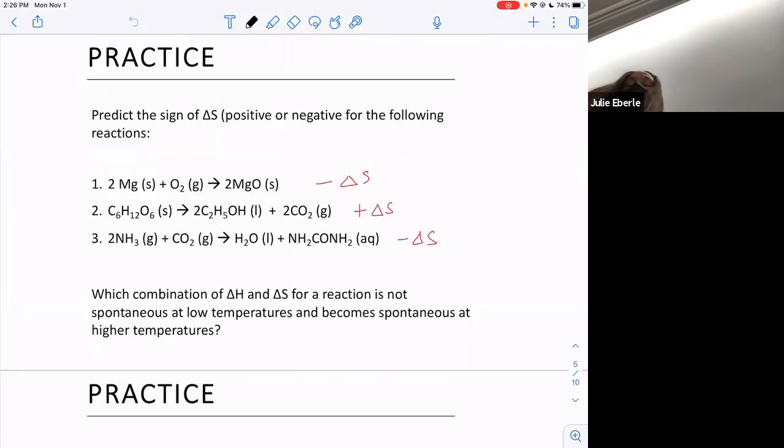There we go. So if we had a positive delta H and a positive delta S, we know what's the equation? What's the equation for delta G where we're considering how this all affects delta G? Yeah, you need to have this equation memorized if you don't. Delta G equals delta H minus T times delta S.